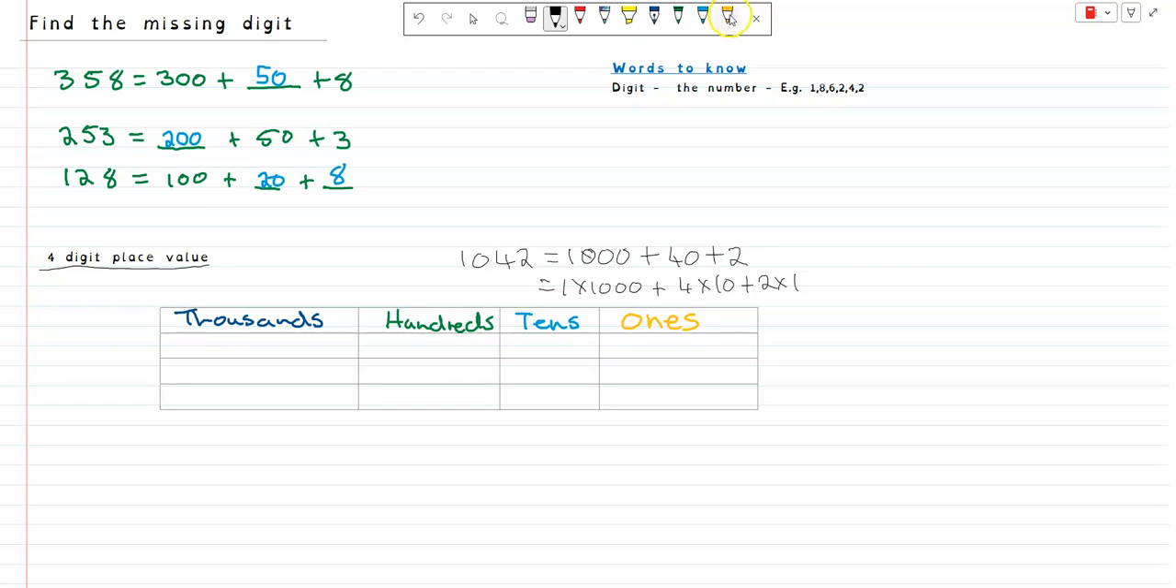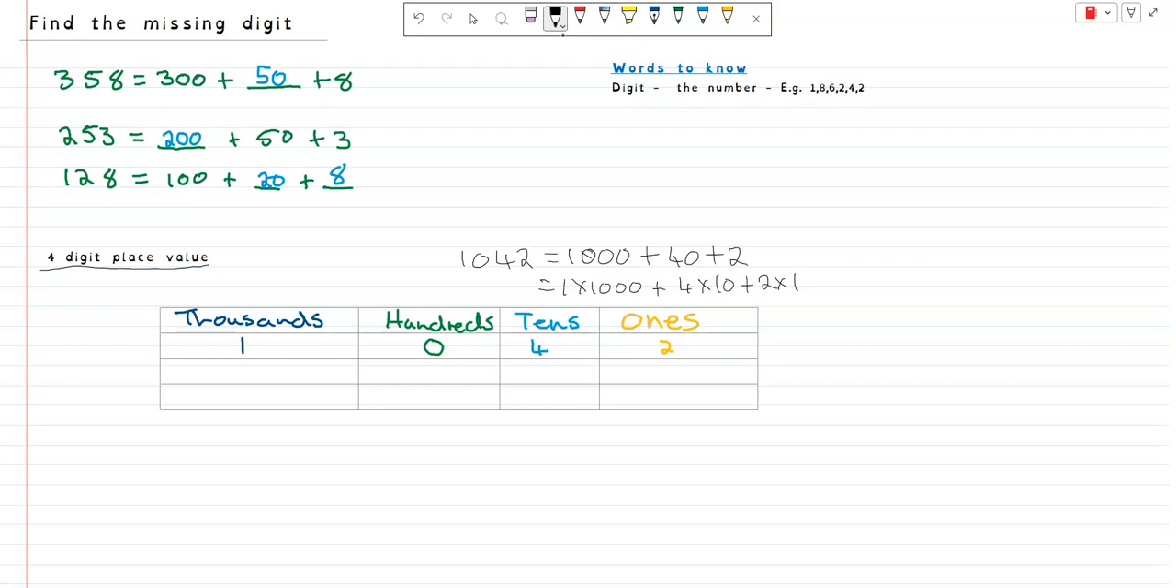Now let's put it in our table. How many ones do we have? We have 2 ones. How many tens do we have? We have 4 tens. How many hundreds do we have? We have 0 hundreds. And how many thousands do we have? We have 1 thousand. And then you have your 1042. Let's do 2 more numbers like this, and then I'll give you some work that you can write into your book and practice when we're done with the video. Okay, so let's look at our next number.